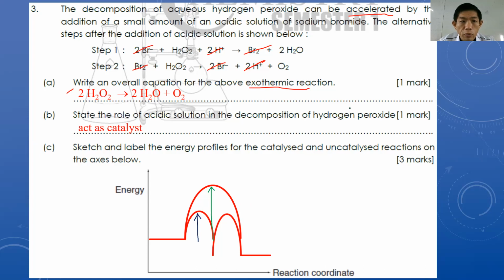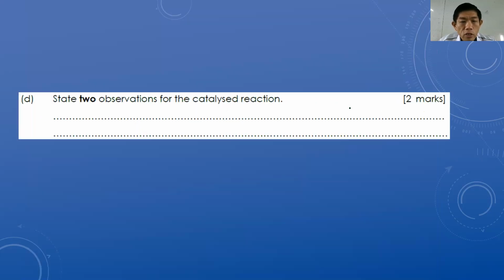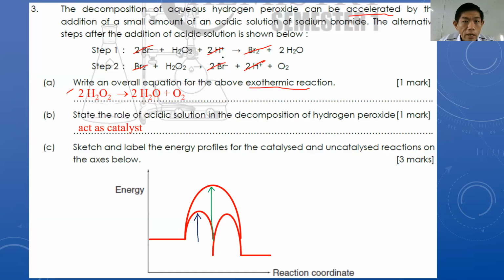Then we go straight to question number D. State 2 observations of the catalyzed reaction. If you notice carefully from the catalyzed reaction here, you add bromide ion. Bromide ion is a colorless solution, and then you form bromine in step 1, which is brown in color. And then bromine disappears back to the bromide ion. So the first observation is that the colorless solution turns brown, then decolorizes again.